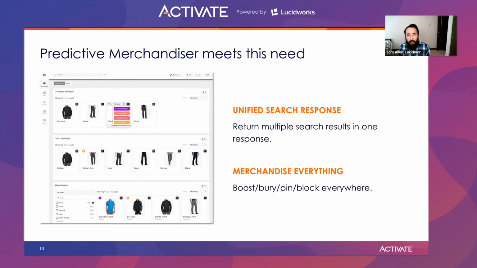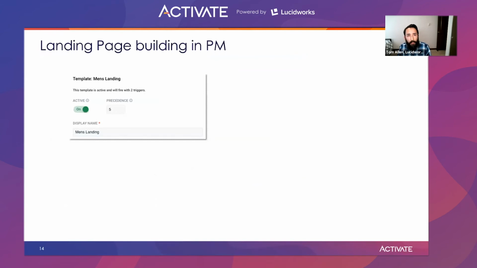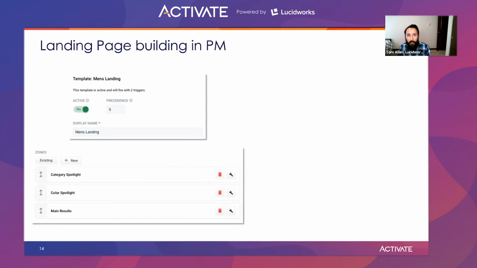So let's dive in a little bit to this interface. Landing pages are controlled in Predictive Merchandiser through these templates. A template is really just a collection of zones. Here we have just a name and a precedence level, so you can have different if-then-else logic for triggering your templates. And then you define the zones. Here I have a category spotlight, a color spotlight, and my main results. And you can share these across different templates and reuse all of your components.